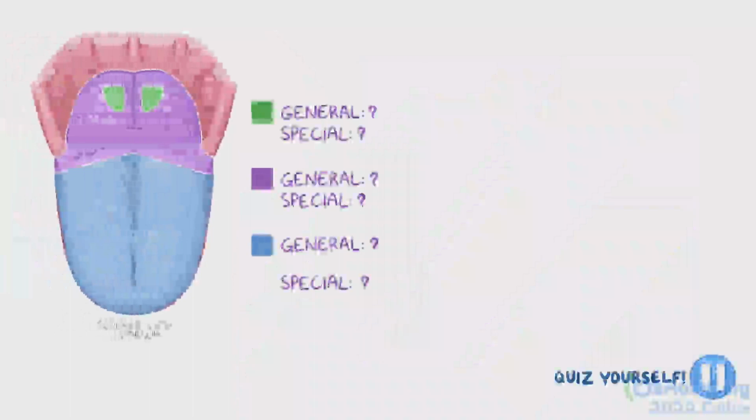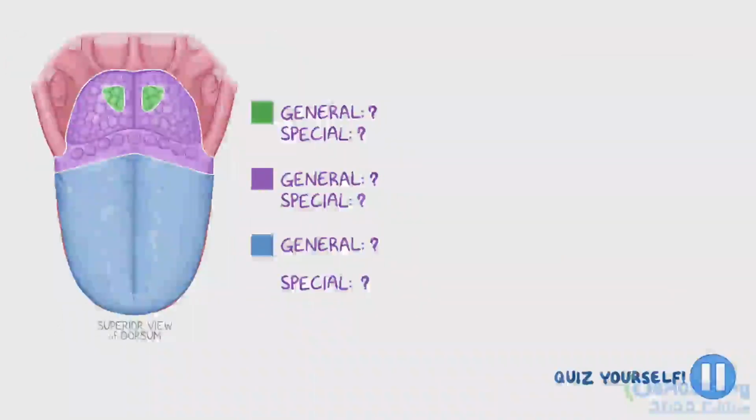Time for a quick quiz. Can you recall the general and special sensory innervation of the anterior 2/3 of the tongue? What about the general sensory and special sensory innervation of the posterior third of the tongue?